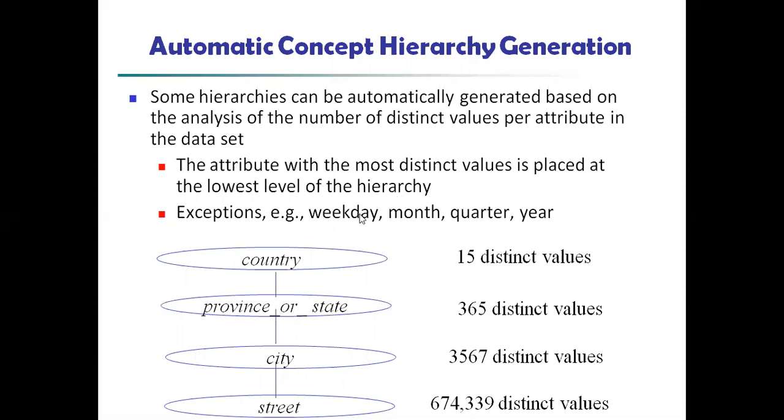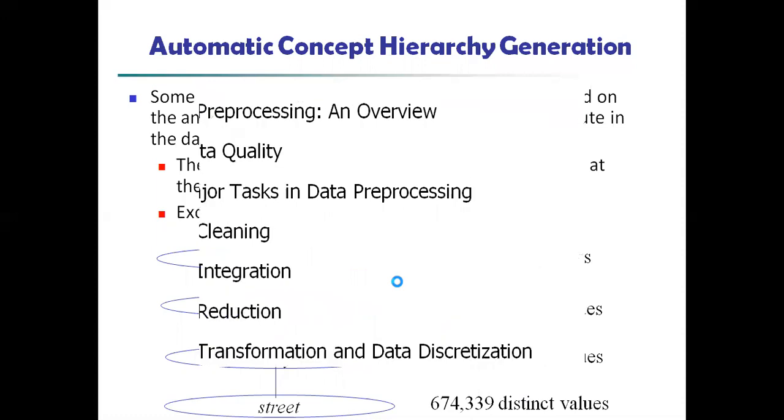Exceptions, you can go for weekdays, month, quarter, year also. So if you see the distinct values over here, the number of values, if we go in depth, will be more than the topmost layer. So depending on our analysis, whichever is good, we can go either from top to bottom or bottom to up.